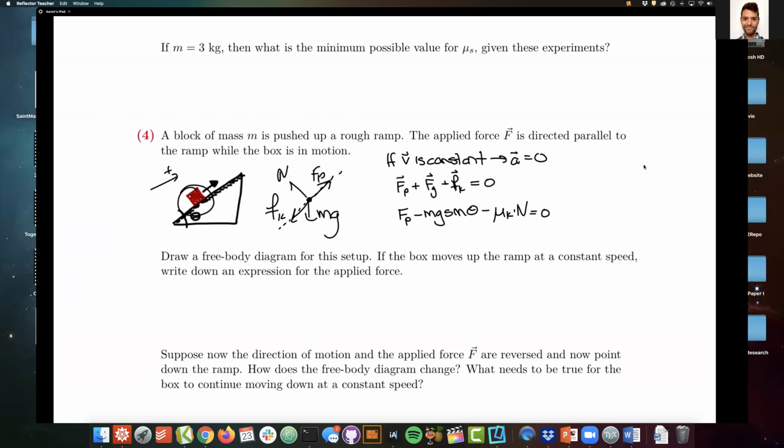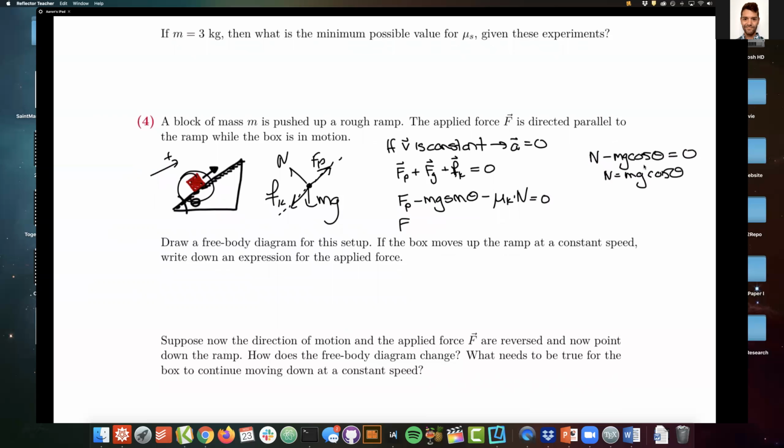In the vertical direction, the normal force points off the ramp, but then gravity is pointing into the ramp. And those are the only forces perpendicular to the ramp. So then that gives us what the normal force is. It's mg cosine theta. So you can plug this in. So it's F_p, mg sine theta minus mu sub k mg cosine theta equals 0.